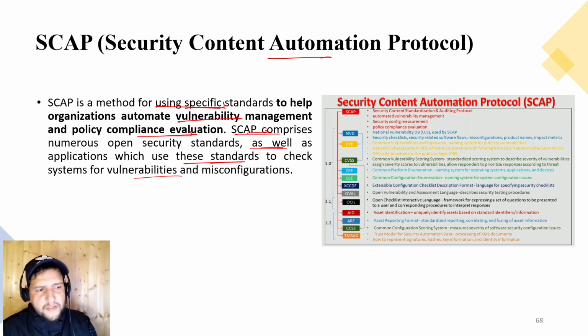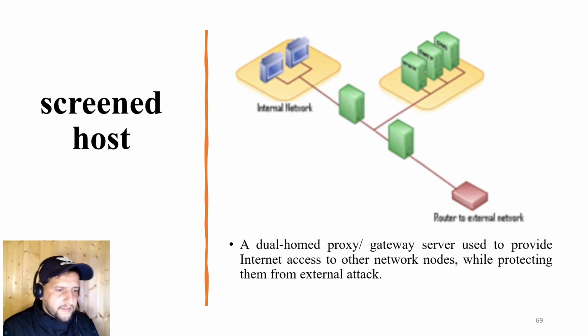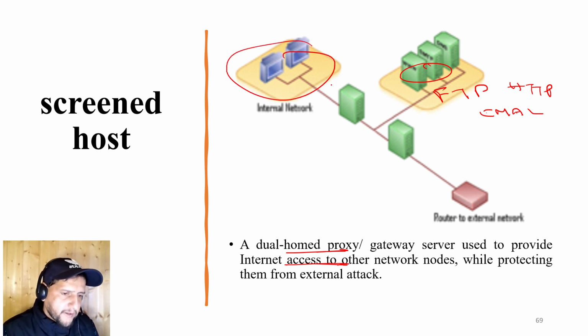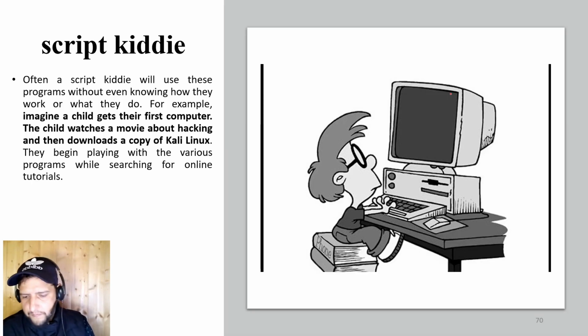Screened subnet. So this is your screened subnet where you can keep maybe your FTP, your HTTP, your email server. It depends on your organization, but it's a dual-homed proxy gateway server which is used to provide internet access to other network nodes while protecting your internal network. So anyone from the internet can come and access those servers.